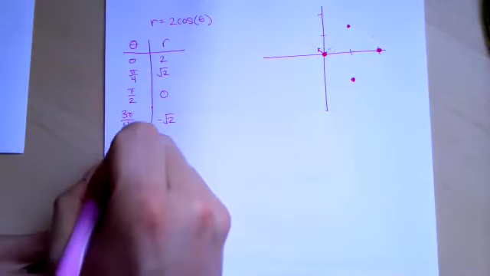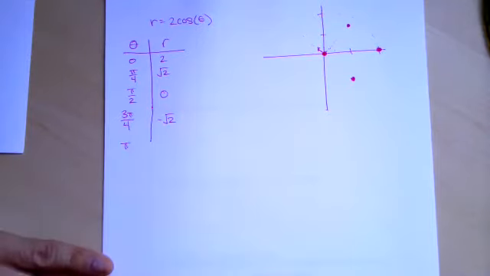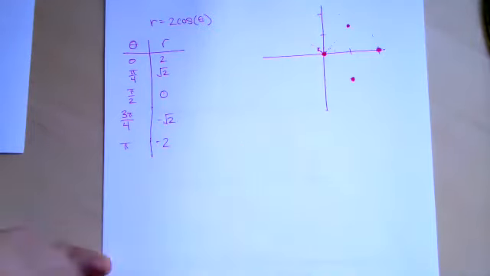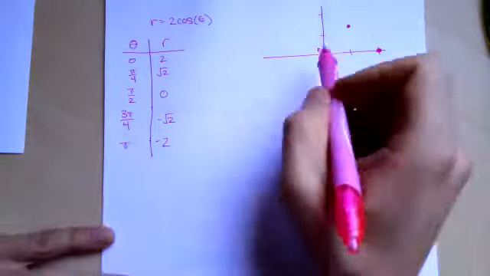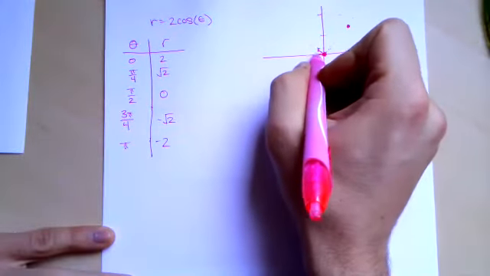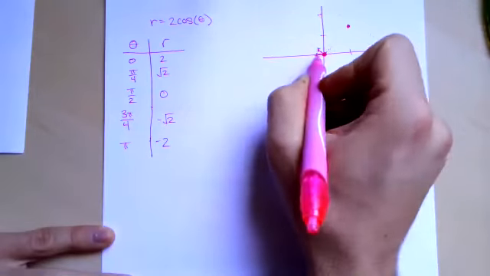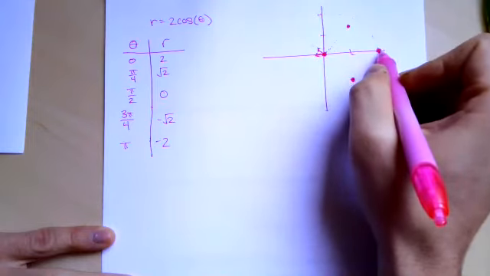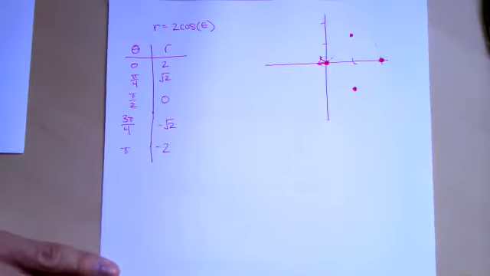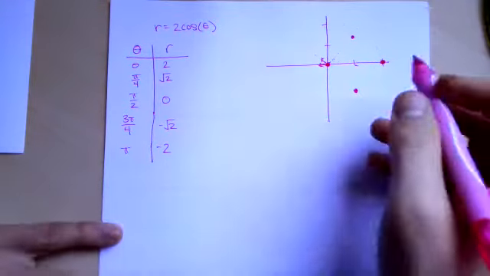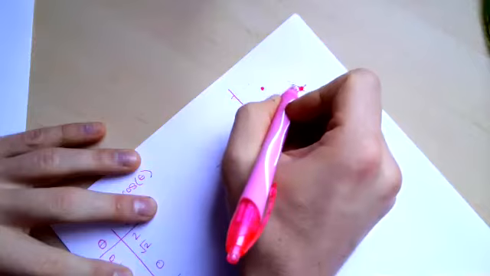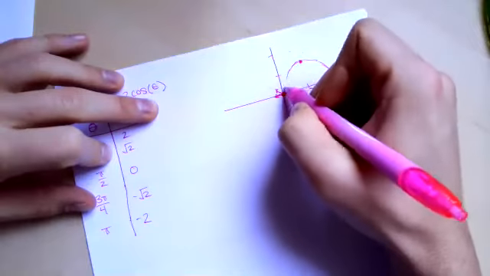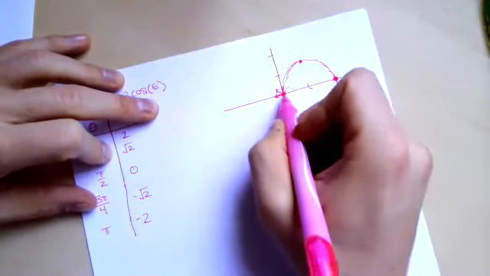If we keep going, our last one is pi. Cosine of pi is negative 1, so r will be negative 2. How do we graph that? At pi, we're pointing along the negative x-axis, but since I'm walking a negative radius, we go in the opposite direction, and we're actually back at where we started. So this graph ends up being a circle on the right side of the plane.